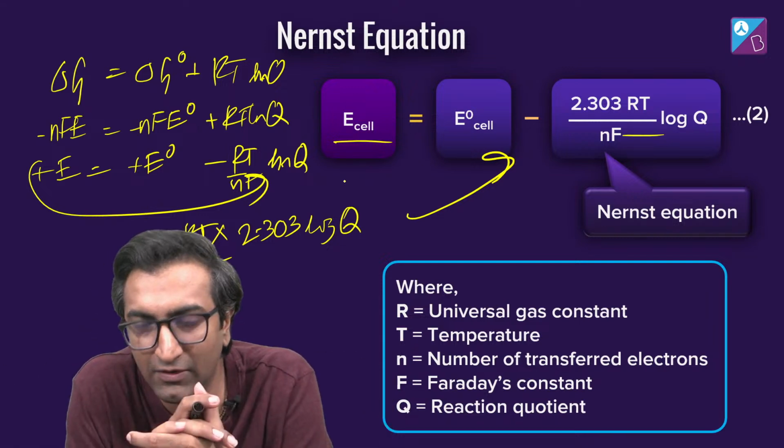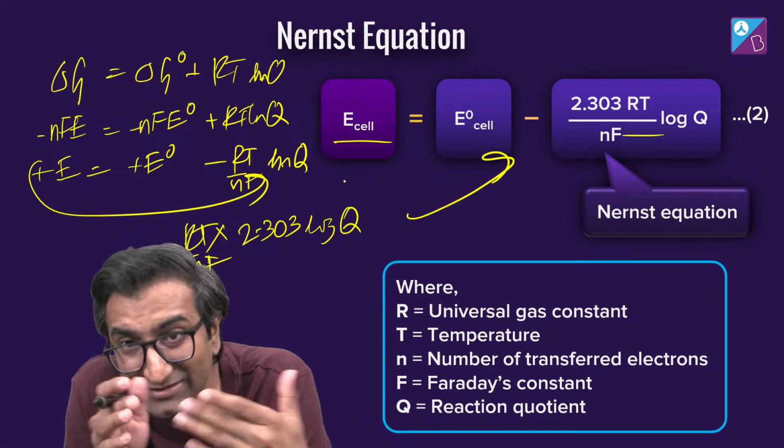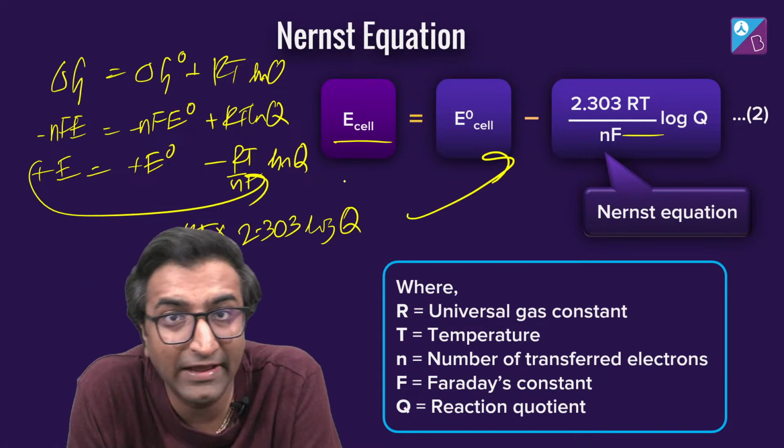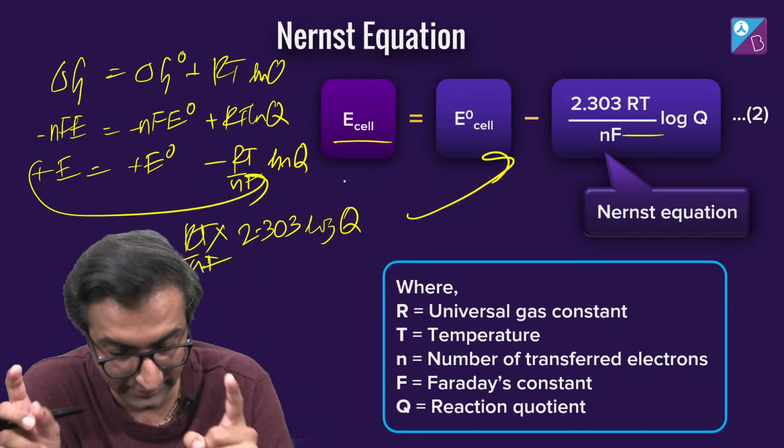This is it. This is a Nernst equation. खत्म. That is literally it. Every time you have to figure out क्या करना है, दो चीजें रखिए दिमाग में.